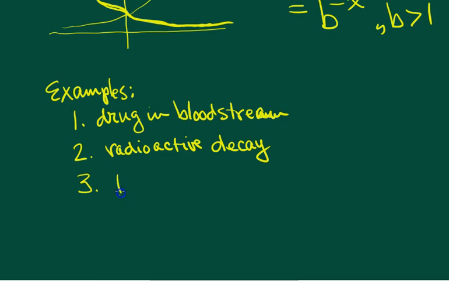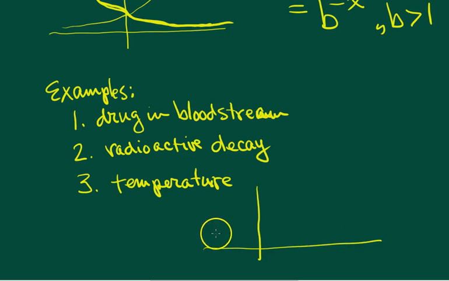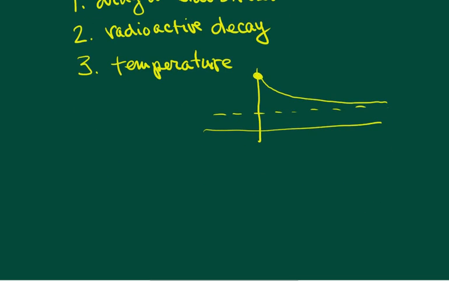And then another example is temperature. There's something called Newton's law of cooling, which says, let's see, here's room temperature on the dotted line. Put a hot cup of coffee on the counter. Its temperature approaches room temperature in an exponential decay fashion. Okay, so that's the end. Oh, no it isn't.